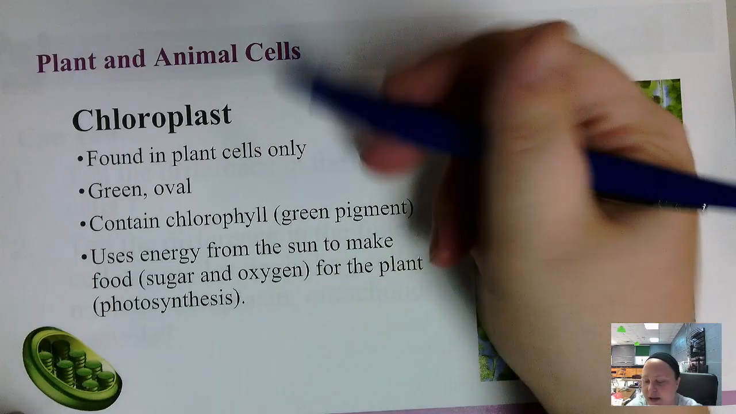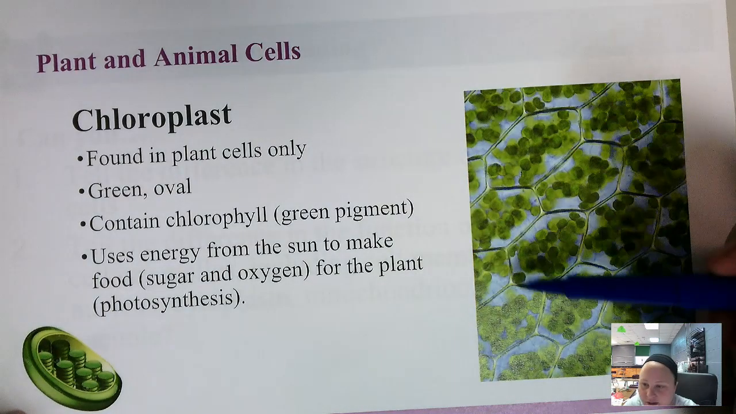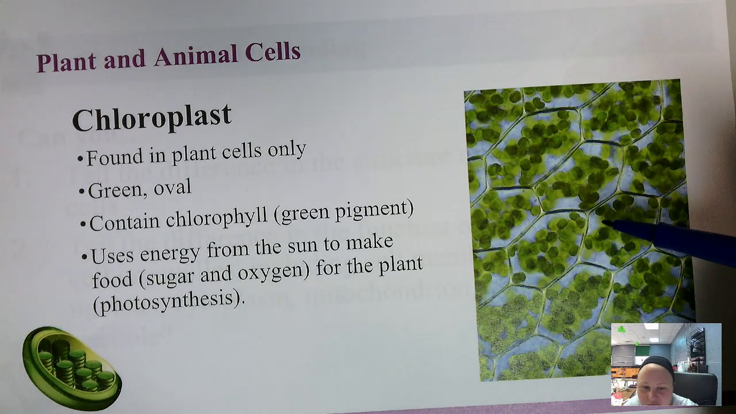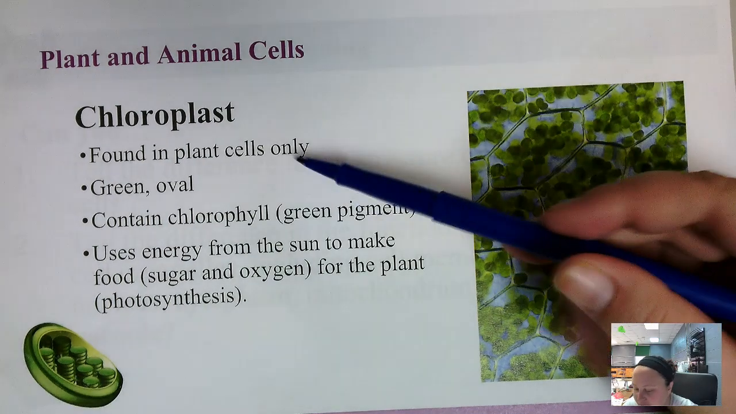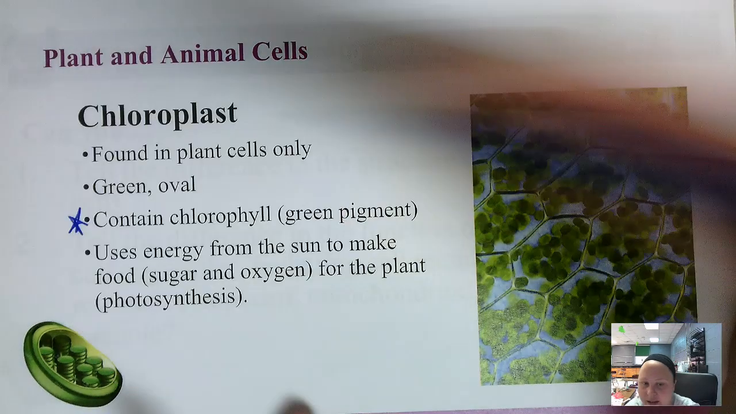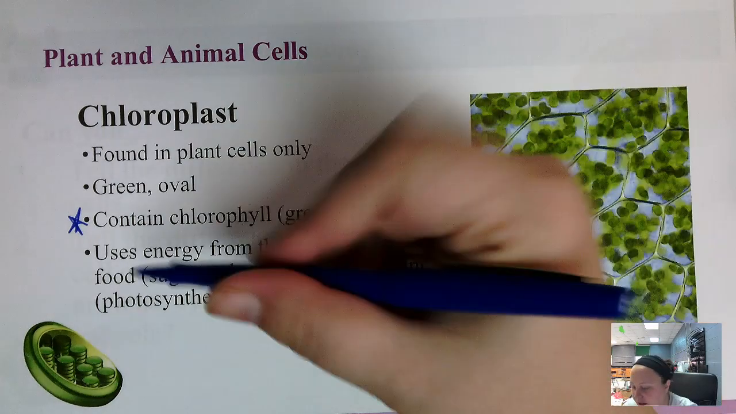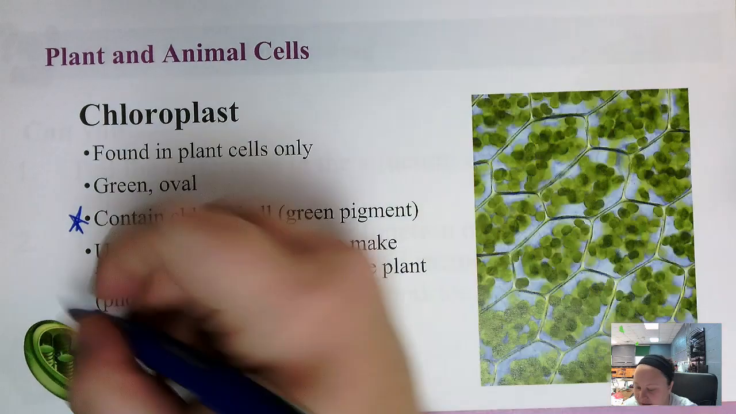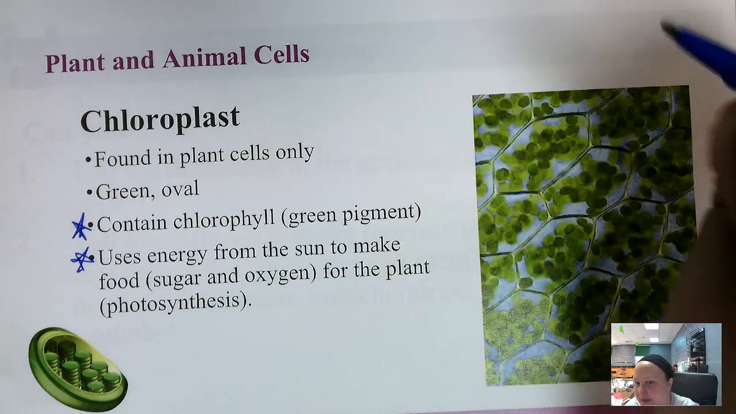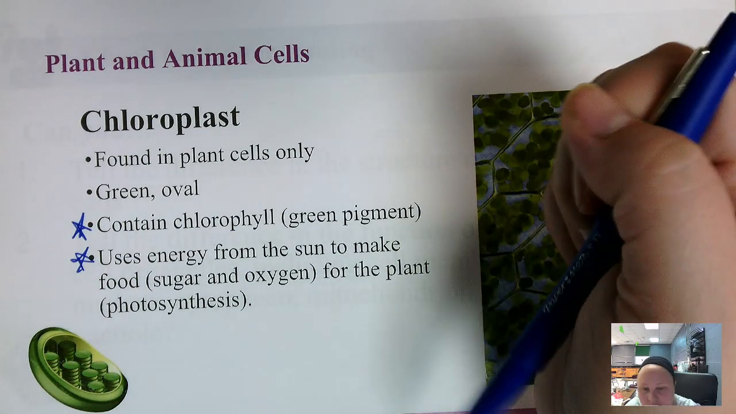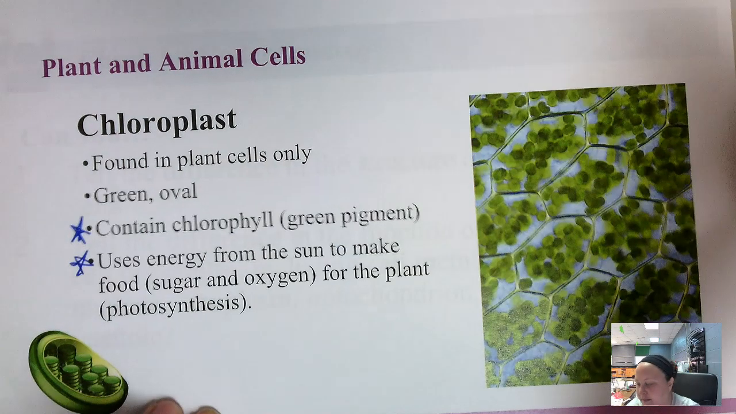And then we have our chloroplasts, as you can see over here in the plant cells, and they do look like little green dots. They are only found in the plant cells. They're green ovals. They contain the chlorophyll. You need to know that. And they use energy from the sun to make food, which is the sugar and oxygen for the plant. So this is photosynthesis, and we'll go more in depth with photosynthesis, but it uses energy from the sun to make food. That is photosynthesis.